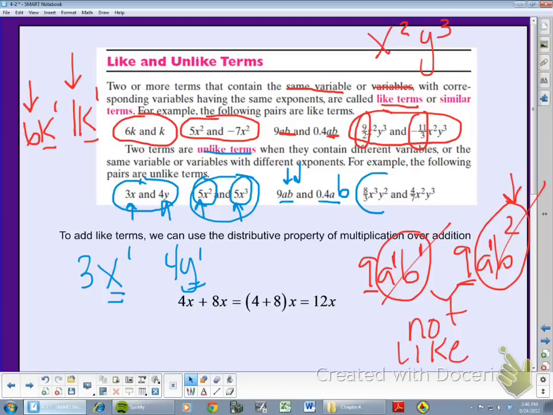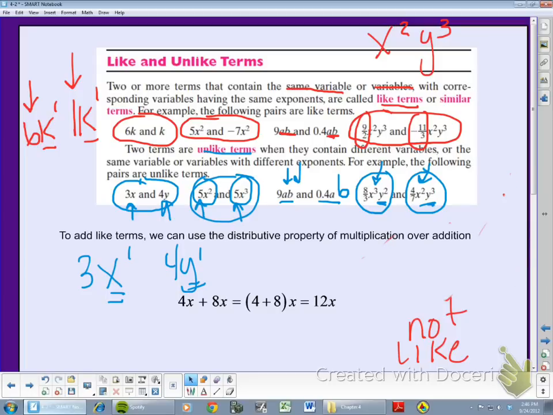Okay, this one right here and this one right here are not like, because this x cubed is raised to the third power, and over here that x is raised to the second power, right? We go on further, they're further unlike because this is a y squared and that's a y to the third. So not only do you have to have the same variables, you have to have the same exponents on those particular variables. So if it were x to the third y squared for one term, it would have to be x to the third and y squared for the next one for them to be like. Okay.